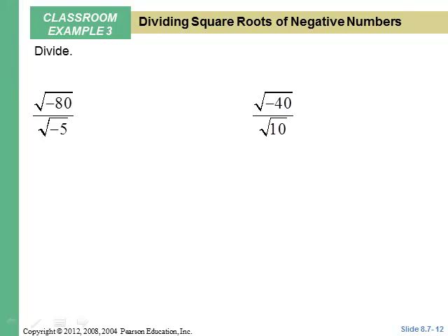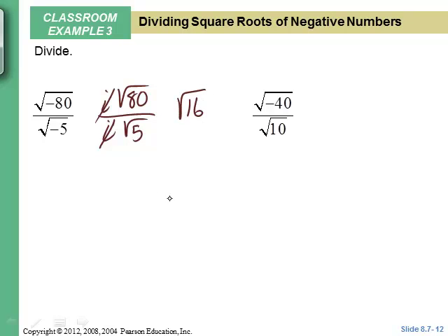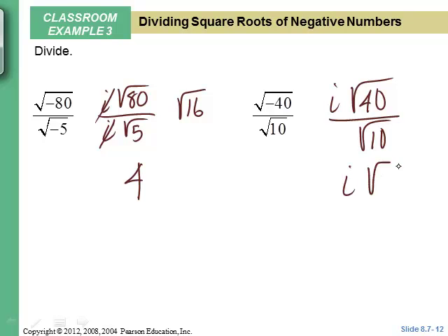Now, dividing works the same way. This is i root 80 over i root 5. The i's cancel. And so you have 80 divided by 5, which is 16. Square root of 16 is 4. This is i root 40 over root 10. 40 divided by 10 is 4, so it's i root 4, which is 2i.